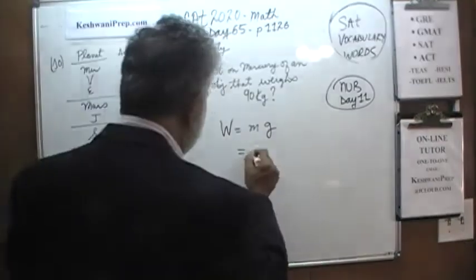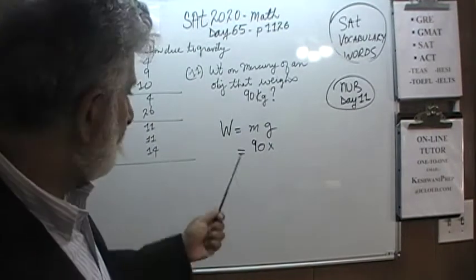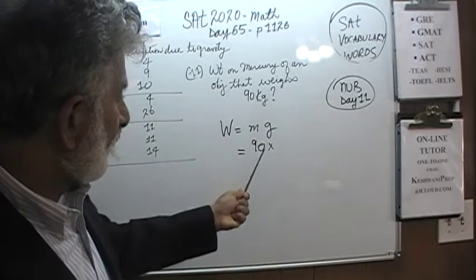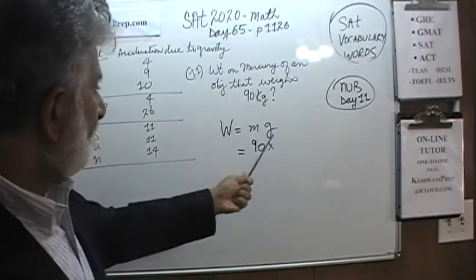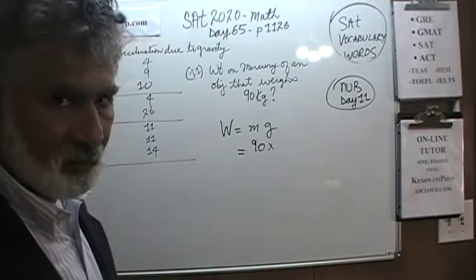Mass we know is 90. We don't have to worry about the units. The weight is measured in terms of Newton, which is kilogram times meter per second squared. But as I said, you don't have to worry about any of the units. Just deal with the numbers.